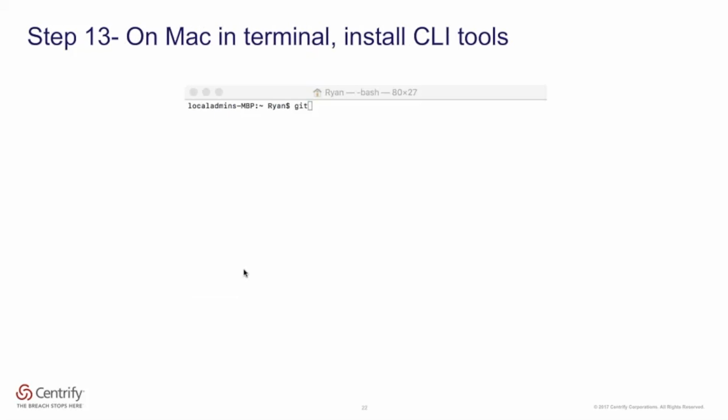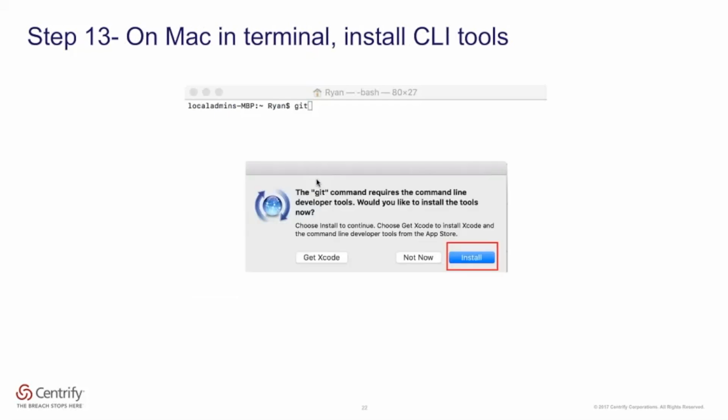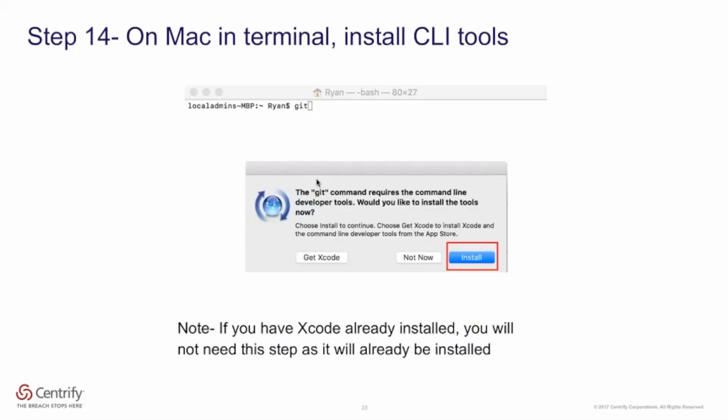To do this, we can open up the terminal on the Mac and run the git command. And once that's done, the administrator will be prompted with a window that says the command requires command line developer tools. Click on install to add those tools. And note that if you already have Xcode on your Mac, you will not need to do this, as these tools will already be installed.